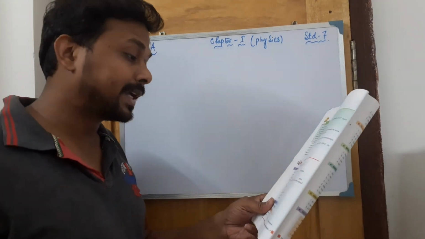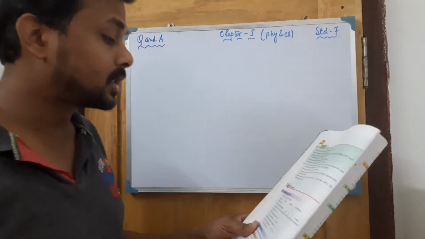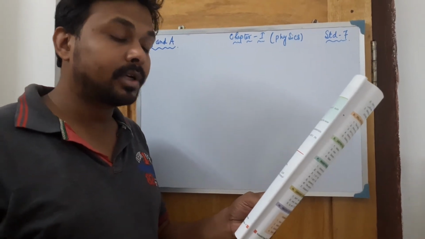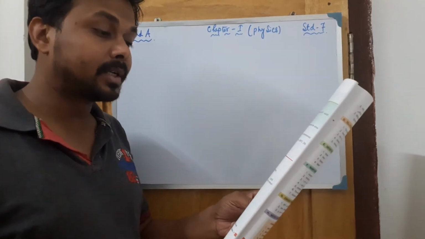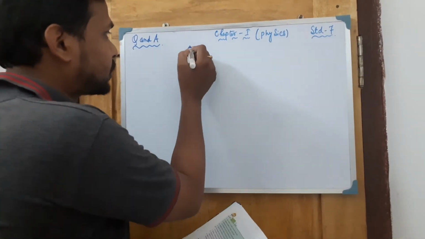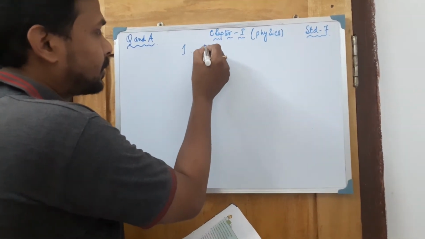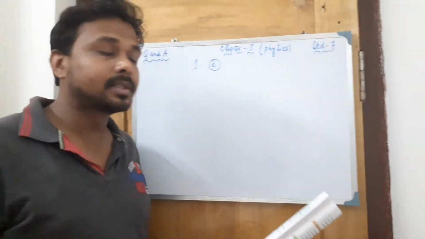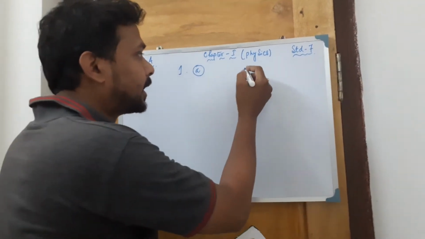First question A, a short answer type question. Which of the following is the standard unit of length: meter, millimeter, decimeter, centimeter? The answer will be meter, so the first question is option number A. Second one, what is volume? Volume means the space occupied by a body.